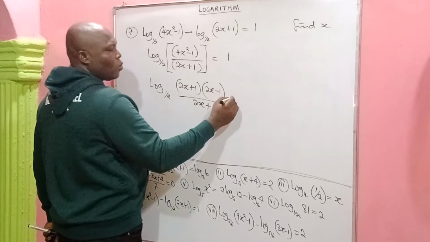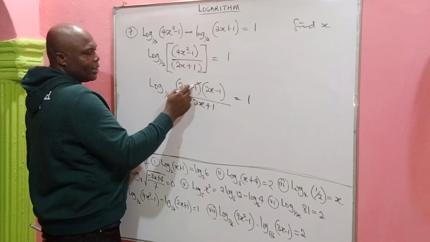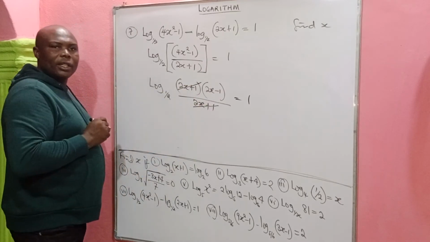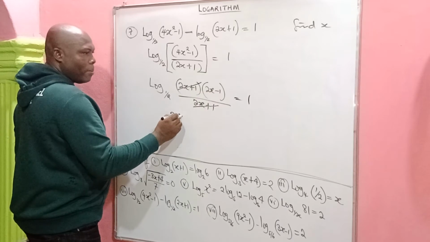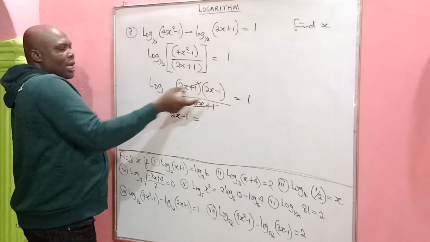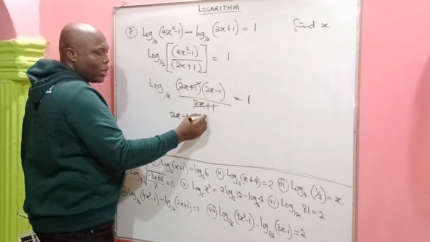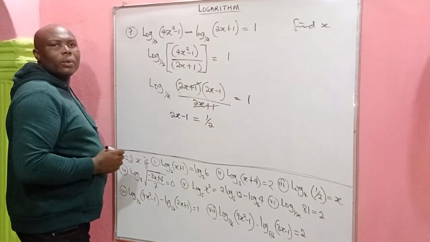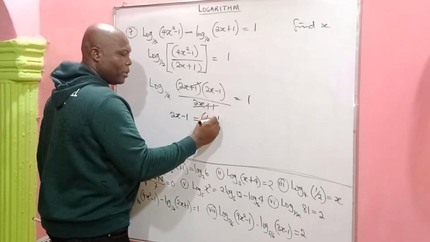So this will be equal to 1. So at this point, it means that this will cancel this. Take note of that. So we are only having 2x minus 1 is equal to, that's the only thing left. Now log to the base of half will cross to become half itself. Take note. And then whatever is here, 1, will become the power.